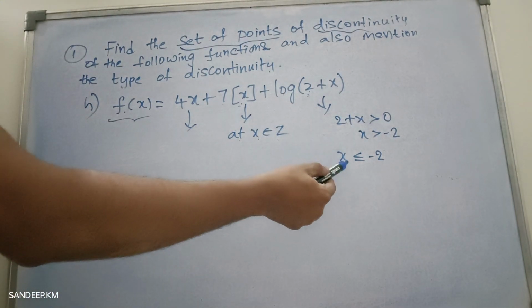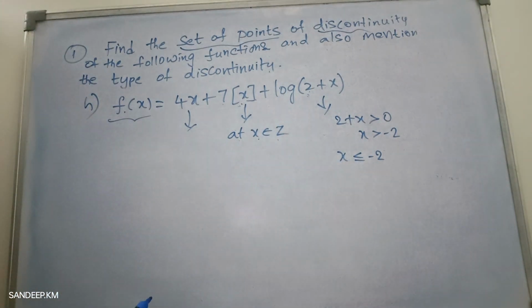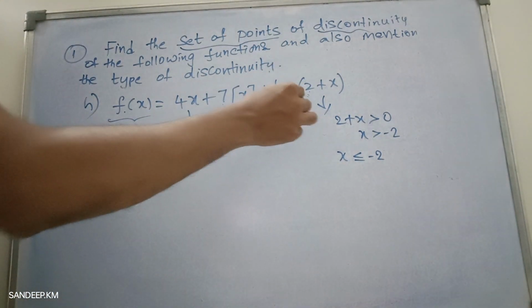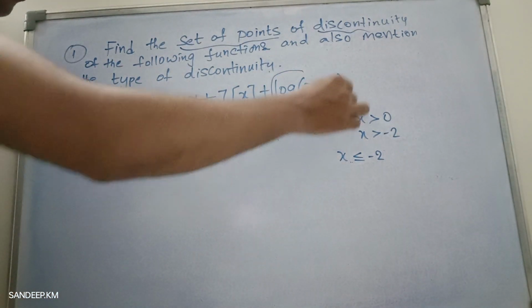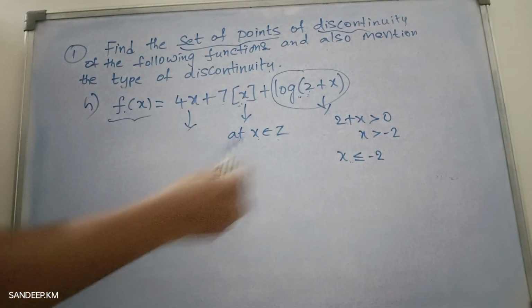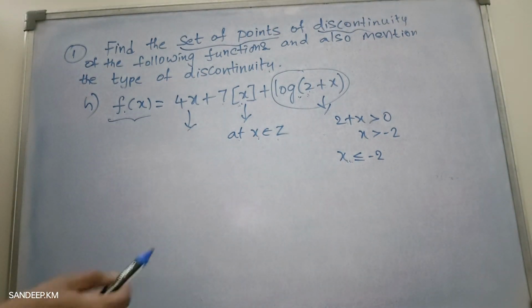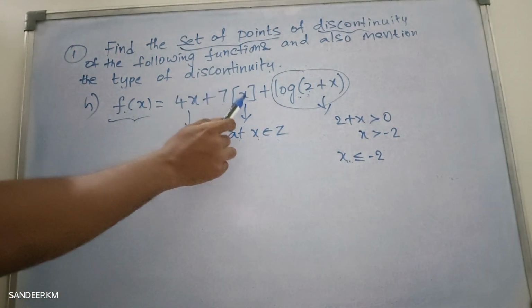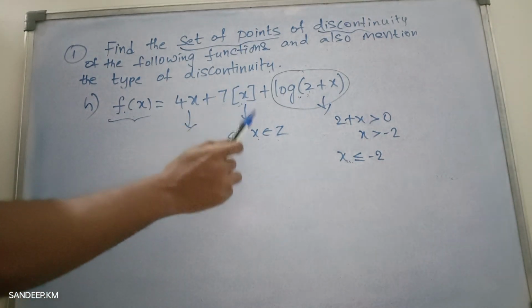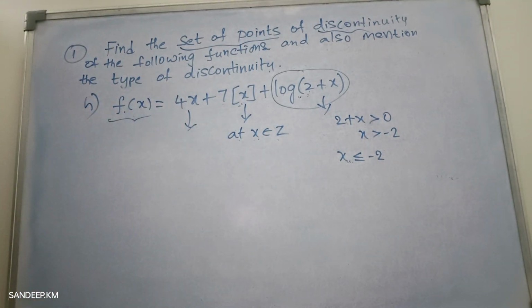So all the values less than or equal to minus 2 are not in the domain of the third term. So at all these inputs, the third term is not defined. Therefore, even these inputs are points of discontinuity of f of x. So from the second term, we understood that at all integers f of x is discontinuous. And from this we have also understood that f of x is discontinuous.